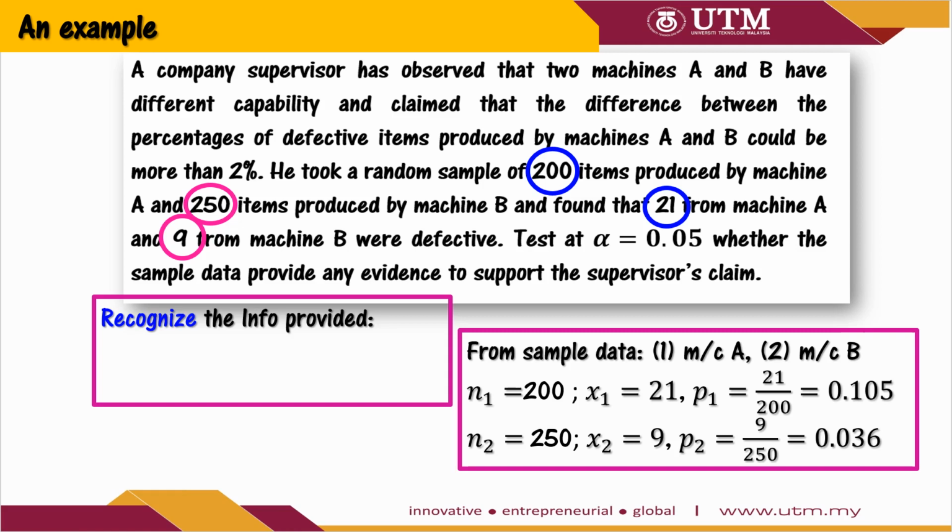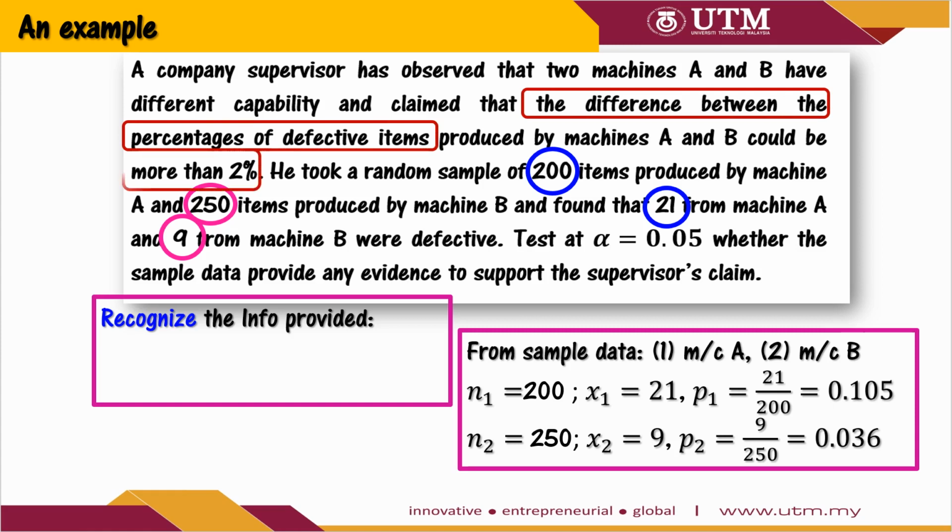In this question, we want to test if the sample data provide any evidence to support the supervisor's claim. What is the claim? The supervisor claimed that the difference between the percentages of defective items produced by machine A and B could be more than 2%. As we know, percentages or fractions can be turned into proportion values from 0 to 1. Hence, in this question, we are to test if pi1 minus pi2, which is the difference between the proportions of defective items produced by machines A and B, is more than 0.02.